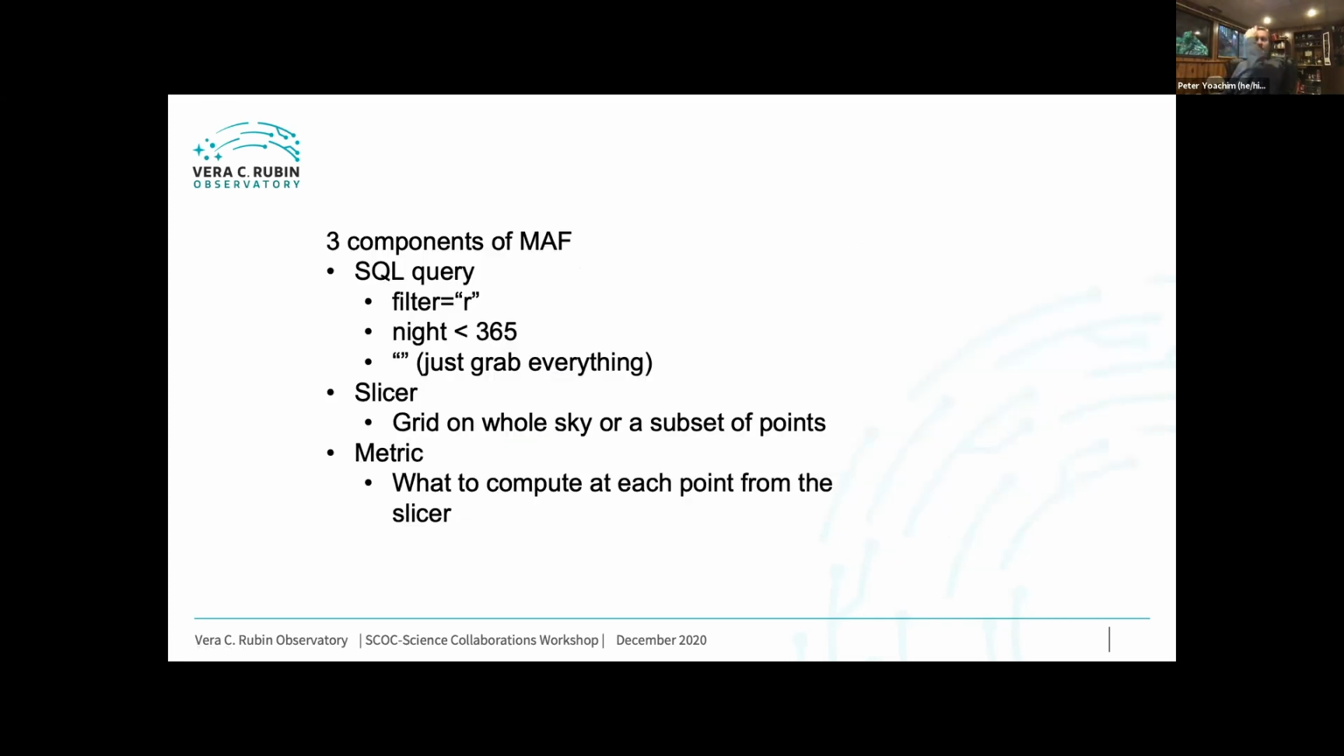So there are three components to any MAF analysis. The first is a SQL query, where you do a SQL query on the database. Usually this is a filter, maybe a time period, or just empty quotes. You just grab all the information. This is pretty much the most common, filter that. Next up, there's a slicer, which defines where on the sky you're going to look. And finally, a metric is what you compute at each slice point.